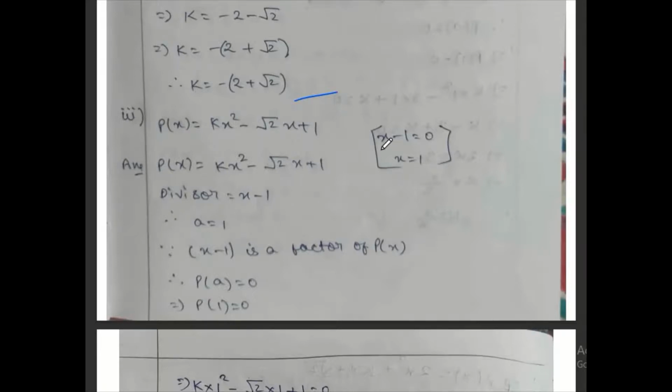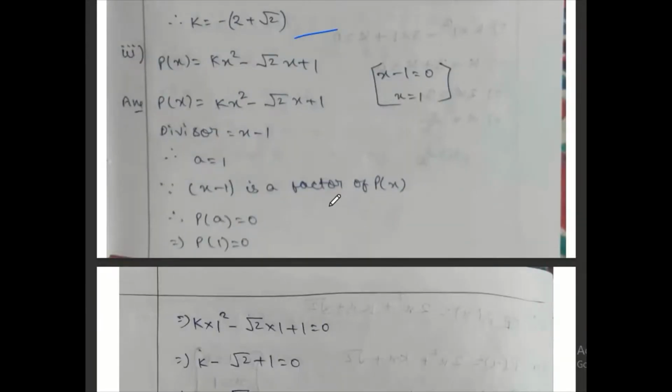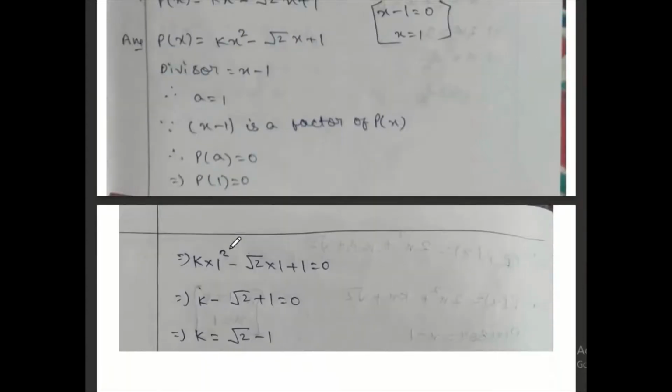Take the divisor outside and make it equal to 0. That is how to find the zeros, and this way we get the value of x. Whatever x you get, that's the value of a also. So since x minus 1 is a factor of p(x), p(a) equals 0. Therefore p(1) equals 0. Now in this polynomial, in place of x, substitute 1.